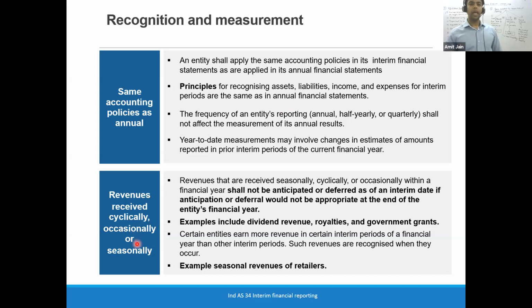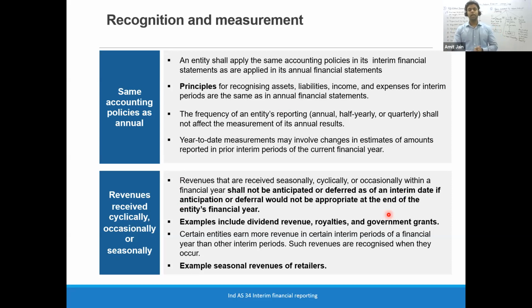Revenue received cyclically, occasionally, or seasonally. So there may be a scenario where the revenue has been received by the company cyclically, occasionally, or seasonally. So in that case, what will happen? The standard says the revenue that is received seasonally, cyclically, occasionally within a financial year shall not be anticipated and shall not be deferred as of the interim date.